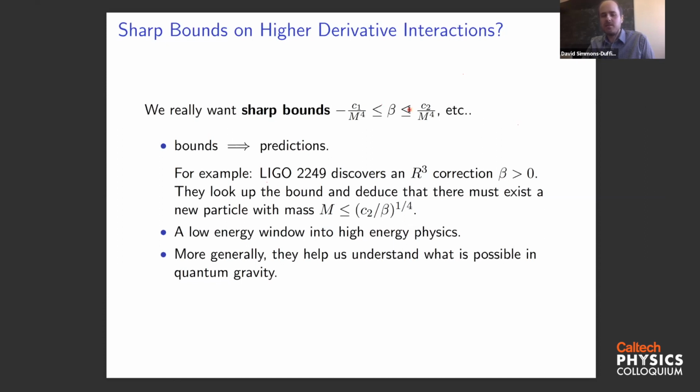different areas of physics. In particular, these sharp bounds can serve as a kind of low energy window into high energy physics. Beta is a quantity in the low energy Lagrangian. It's something that you could measure with a low energy experiment in principle. And capital M is a high energy quantity. It's something associated with the scale of these extra massive states. And we'd like a connection between them. And in general, a connection like this helps us understand what is possible in the theory of quantum gravity, which is also a worthy goal.